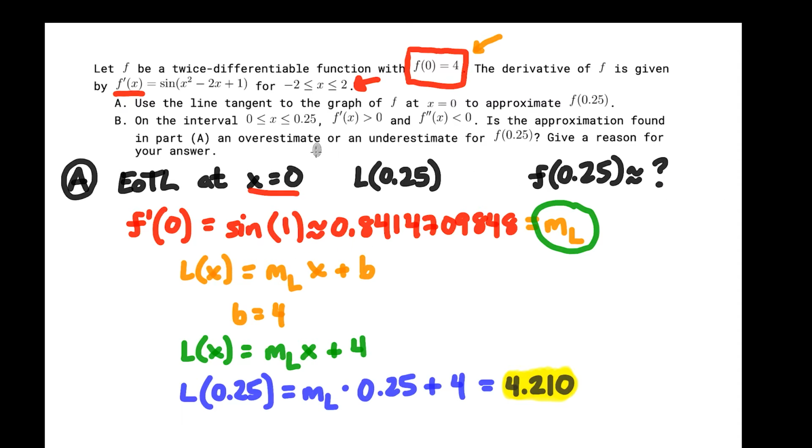Part B, it says on the interval from 0 to 0.25, the derivative is greater than 0, so that means f is increasing, and f is concave down because it says the second derivative is negative. And then it says, is the approximation found in part A an overestimate or an underestimate for f of 0.25? Give a reason for your answer.